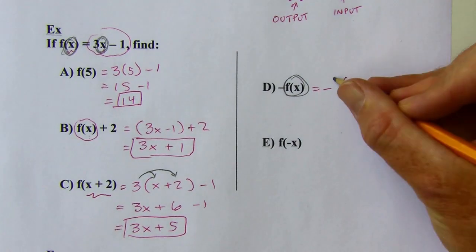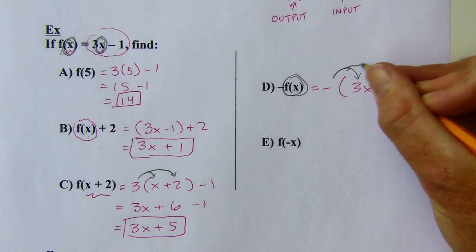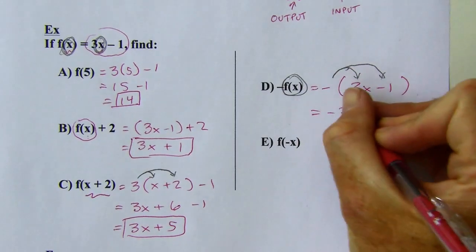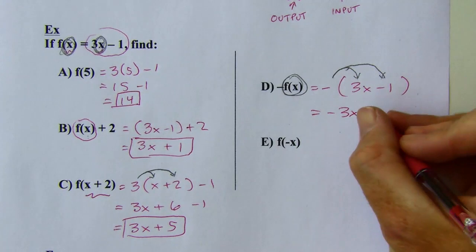You can think about distributing a negative 1. So I'm going to change the sign of both of those. It's not just negative 3x minus 1, it's actually negative 3x plus 1.